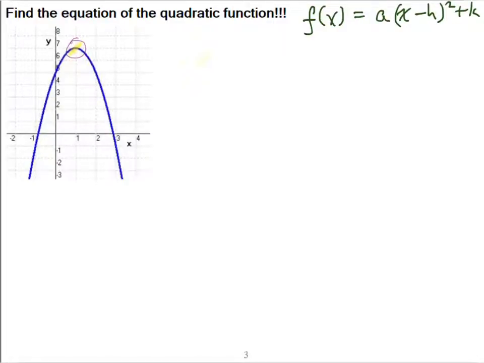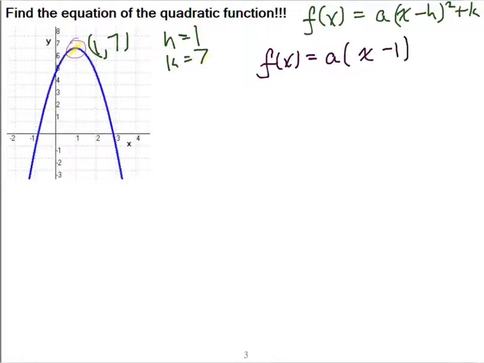So we have to identify that point. To me, that looks like the point, let's see, 1, 2, 3, 4, 5, 6, 7. So that's going to be the point (1, 7). That's my vertex. So that means that h is 1 and k is 7. So I'm going to plug that into the vertex form. So we have f of x equals a times (x minus 1) squared plus 7.